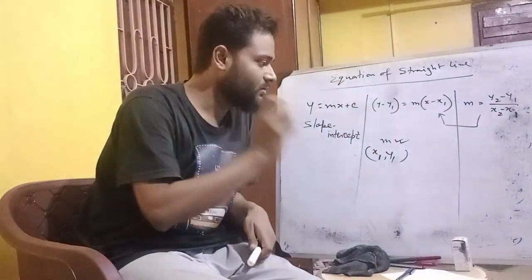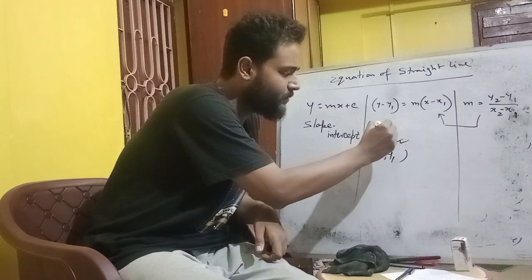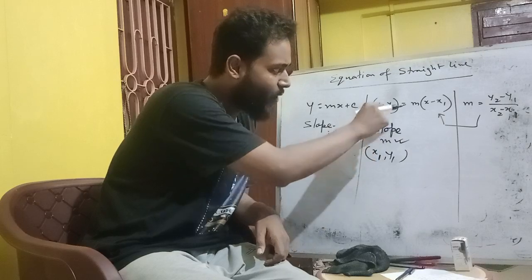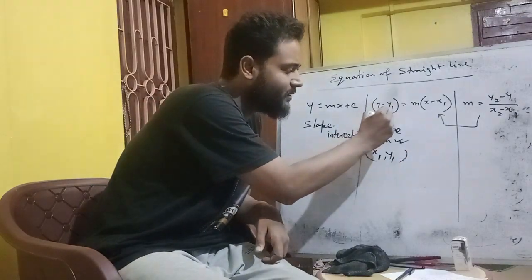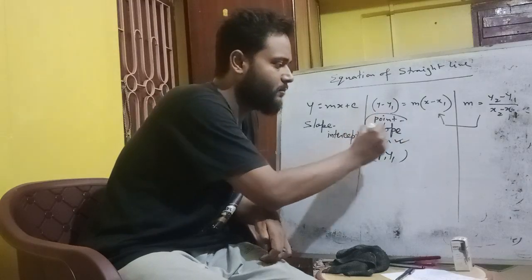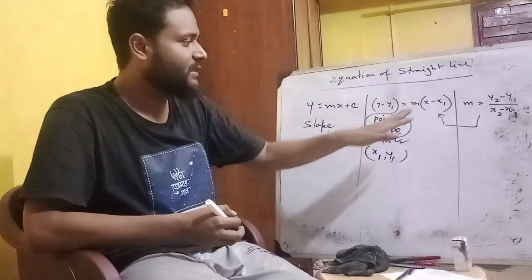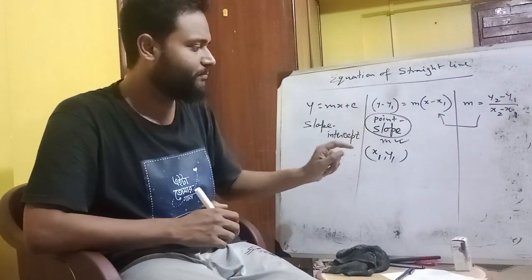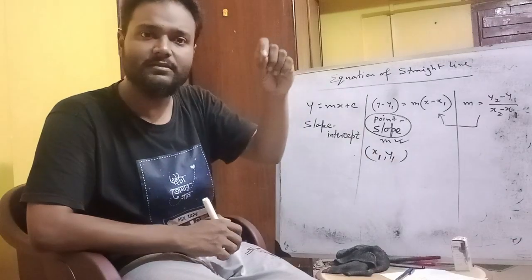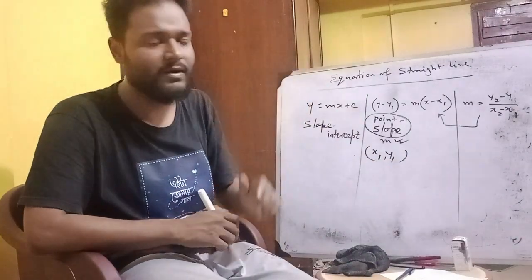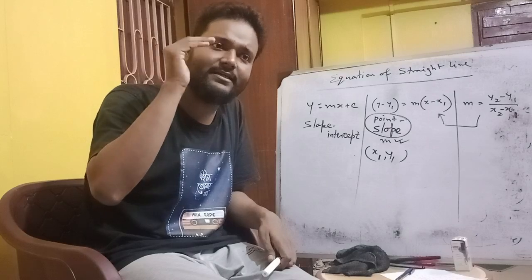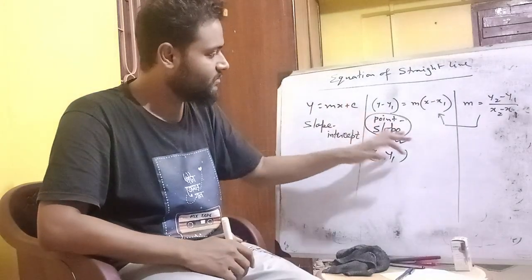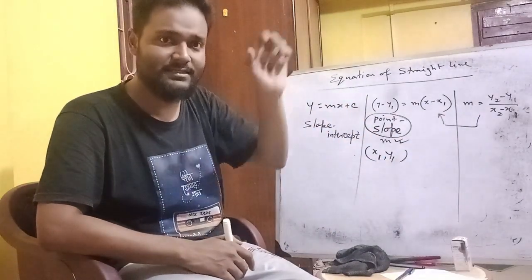Now we are talking about the next part. A slope is given here and a point is given. So this is called point slope form. In point slope form, a point will be given and the slope will be given. The point means x1, y1. Basically the straight line is passing through a point, and that point will be given. So the slope and x1, y1, that is the point, will be given.